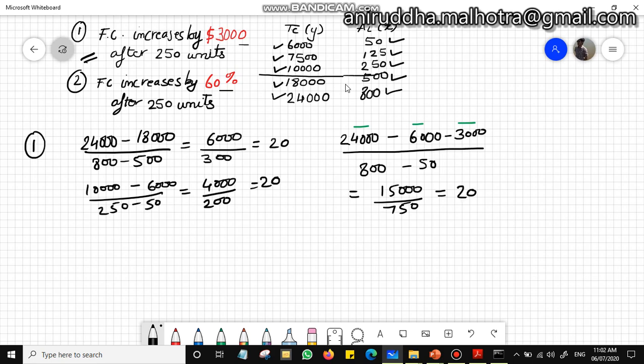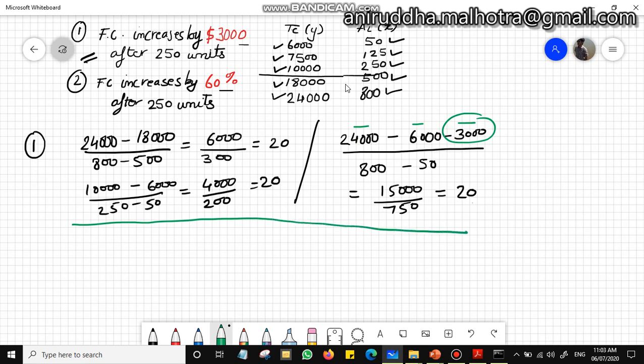So you have both the methods of solving your variable cost per unit, that is the value of B. Either you can split the activity levels such that the total cost has the same amount of fixed cost, or you can actually consider the highest activity level cost and the lowest activity level cost and just get rid of the additional fixed cost that exists, and then you'll get the same. Now, in this one, it was possible to do this because we knew the absolute amount of the additional fixed cost, which was $3,000. But what if you're given the scenario where you're only told that the fixed cost increases by 60% and you don't know what is the absolute amount?